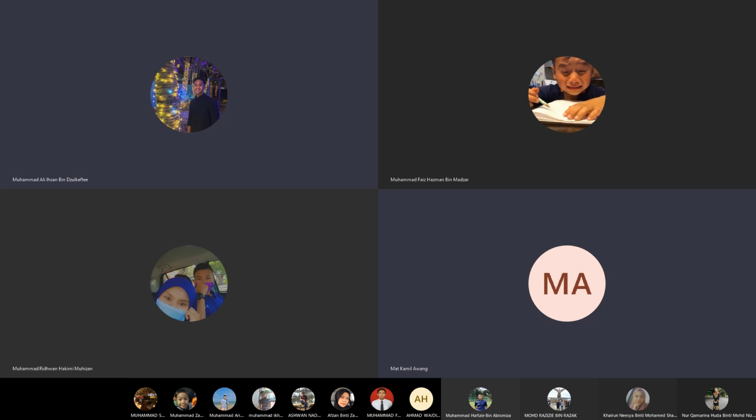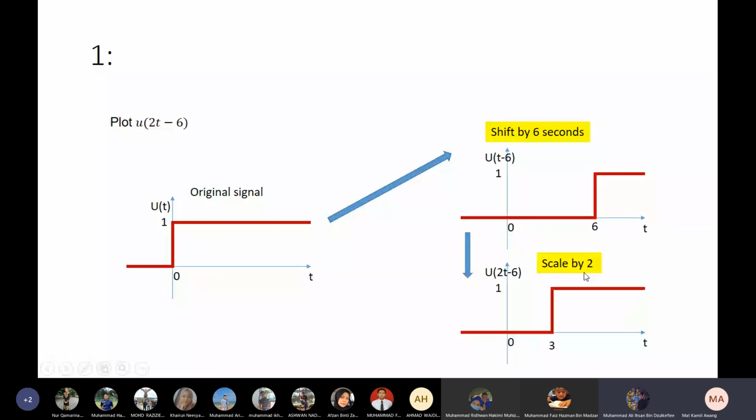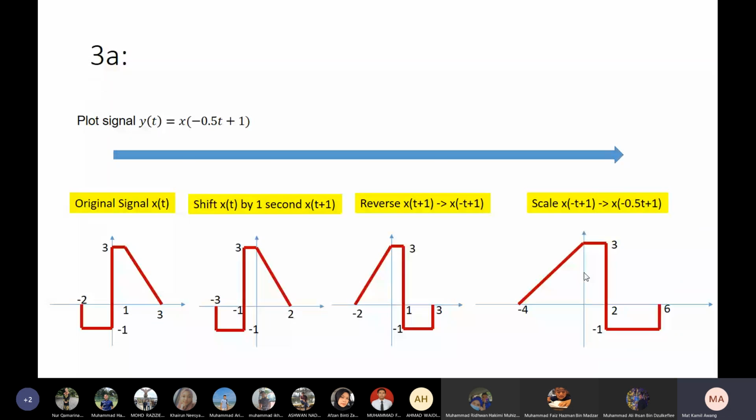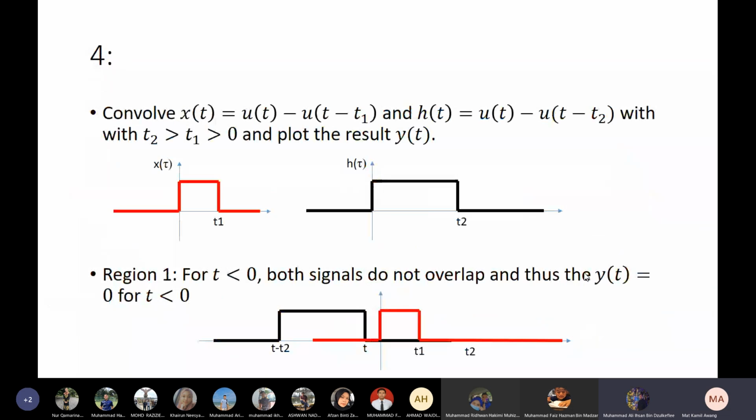Okay. You see the slide? Yes, sir. Okay. We have gone through this part. Number 2 also we have gone through. Number 3 also we have gone through. Okay. Number 4, which is a convolution of u of t minus t1, and h of t equal to u of t minus t2. Right?